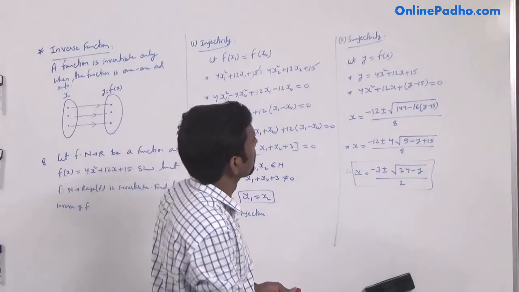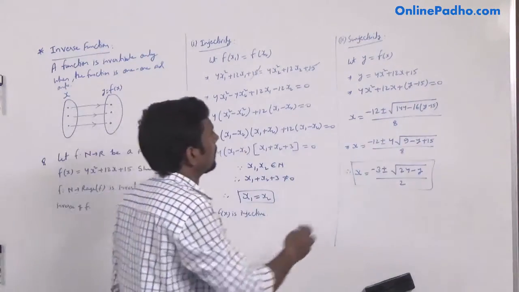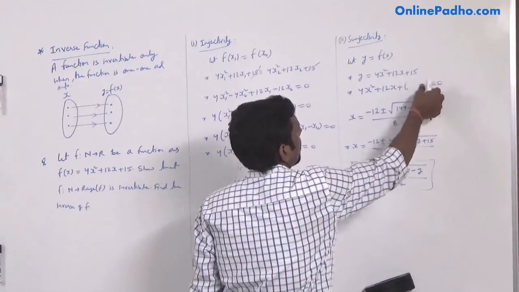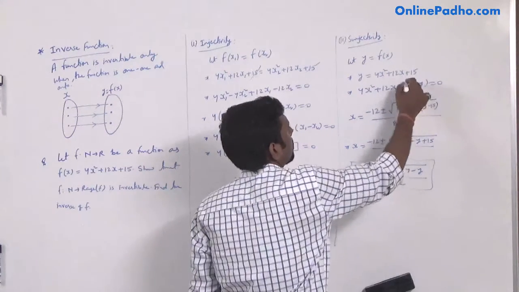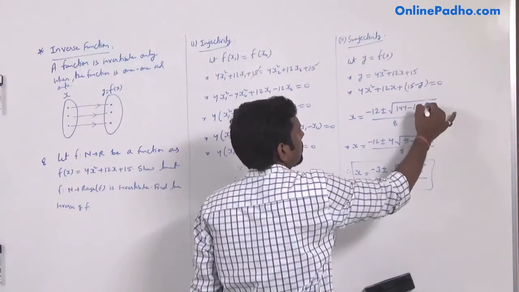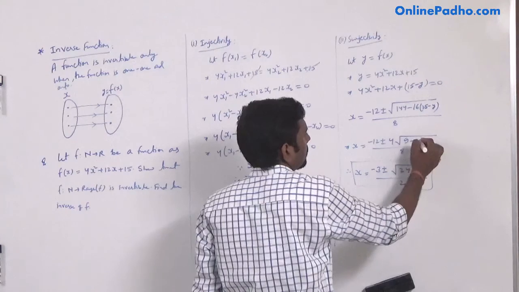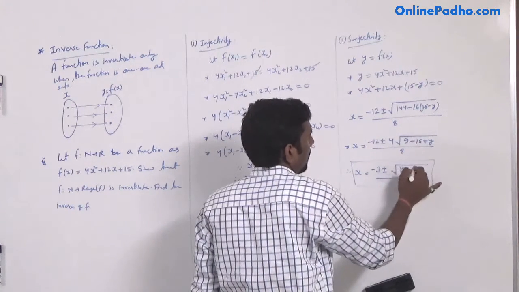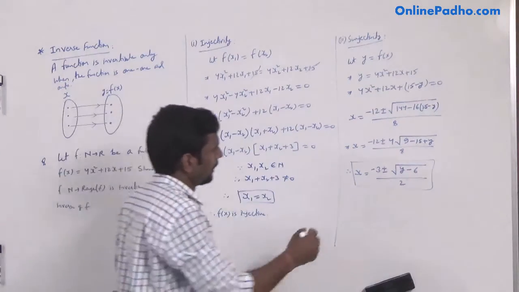Let us check our calculation. If we shift this y to the left hand side, it becomes 15 minus y, I think. 15 minus y, not y minus 15. So we can write it as y minus 6, right? We have to find the range of this function here.